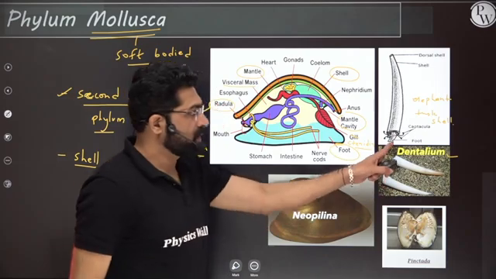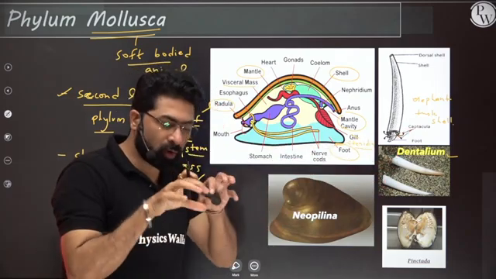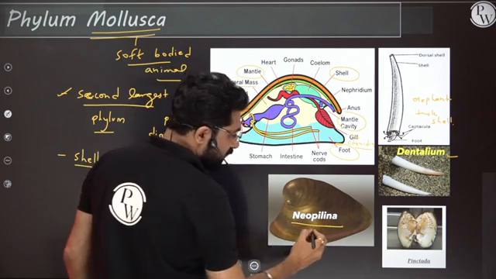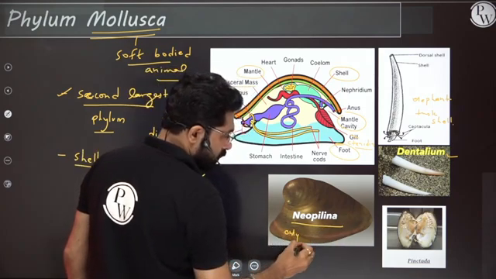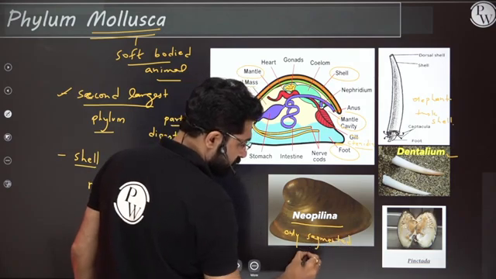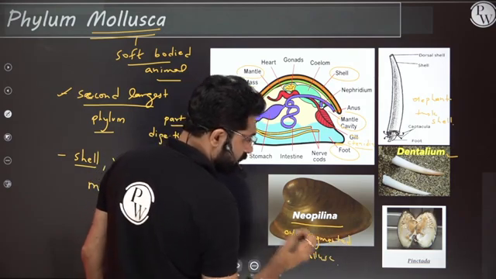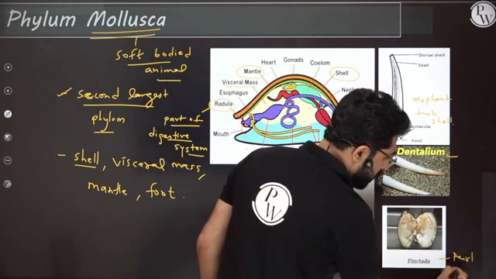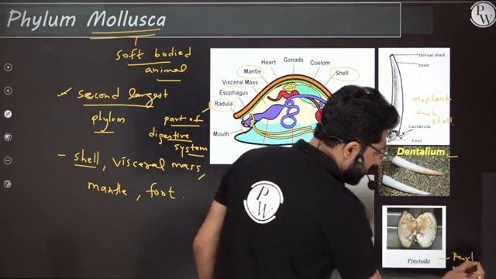Can you see that? Captacula. Captacula in them are used to capture the food. Neopilina. Neopilina is the only segmented mollusk, which is very primitive. Pinctada is a pearl oyster. This is a pearl oyster which produces pearl.